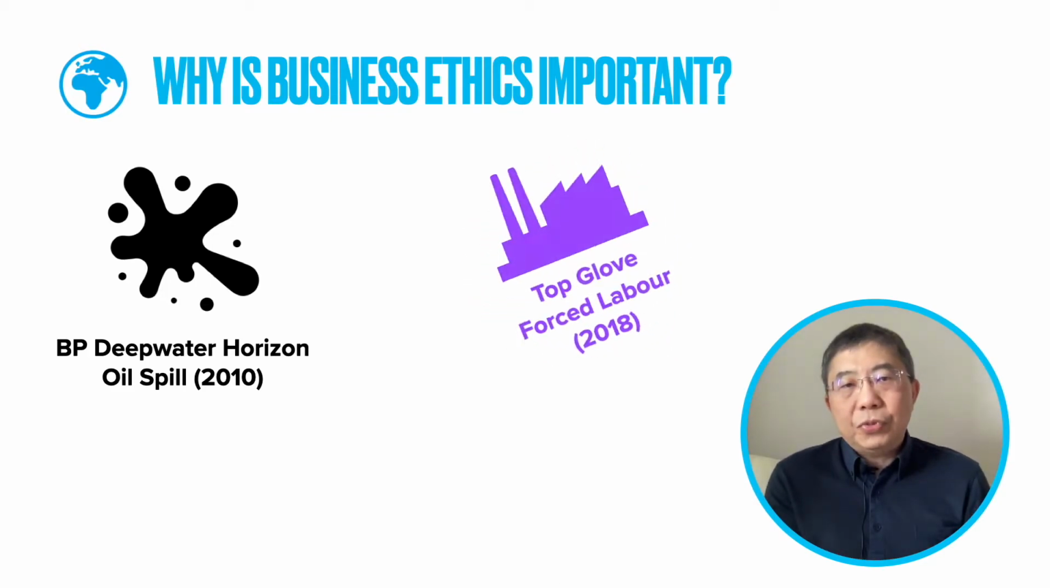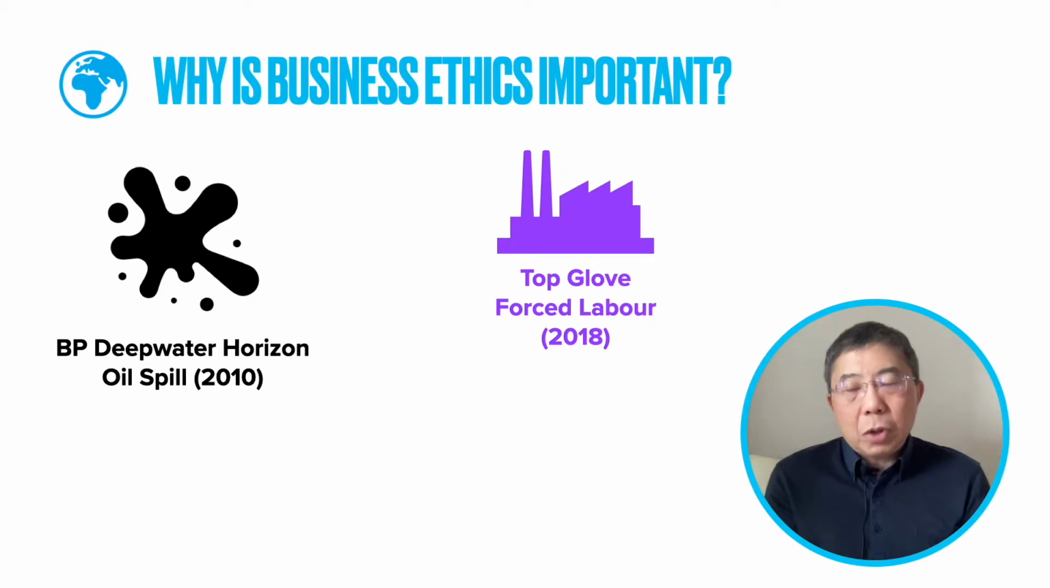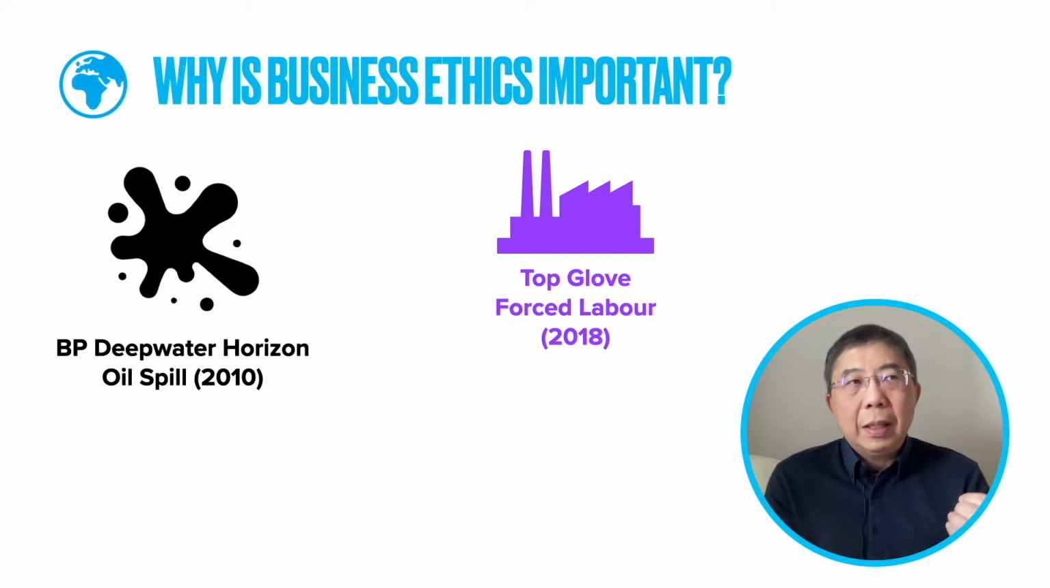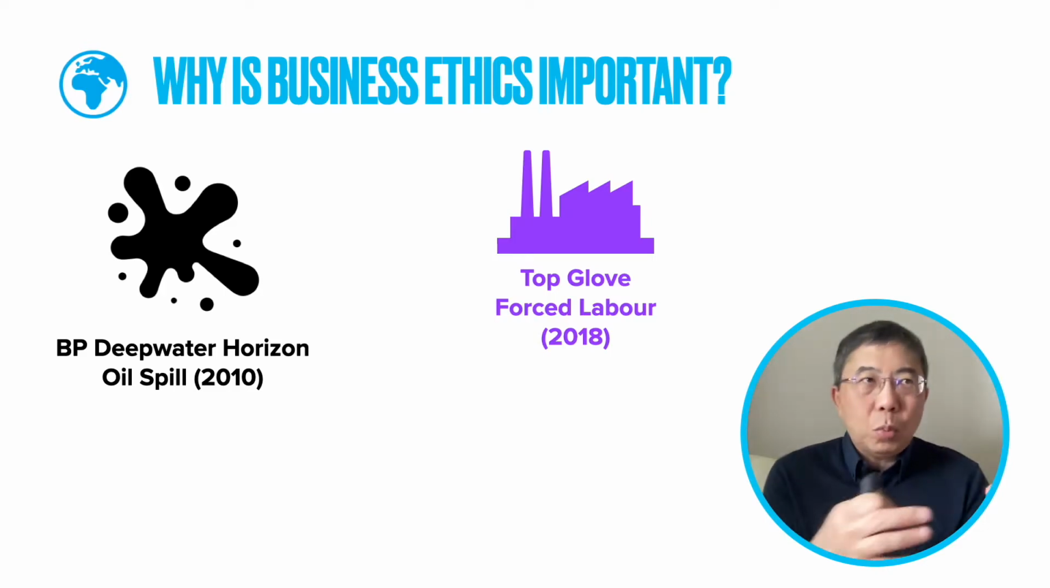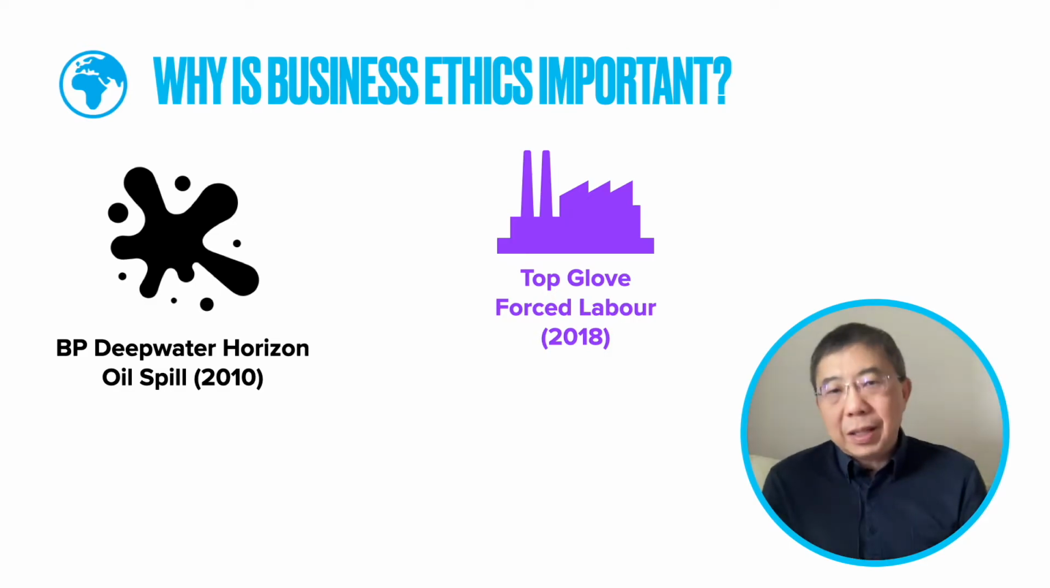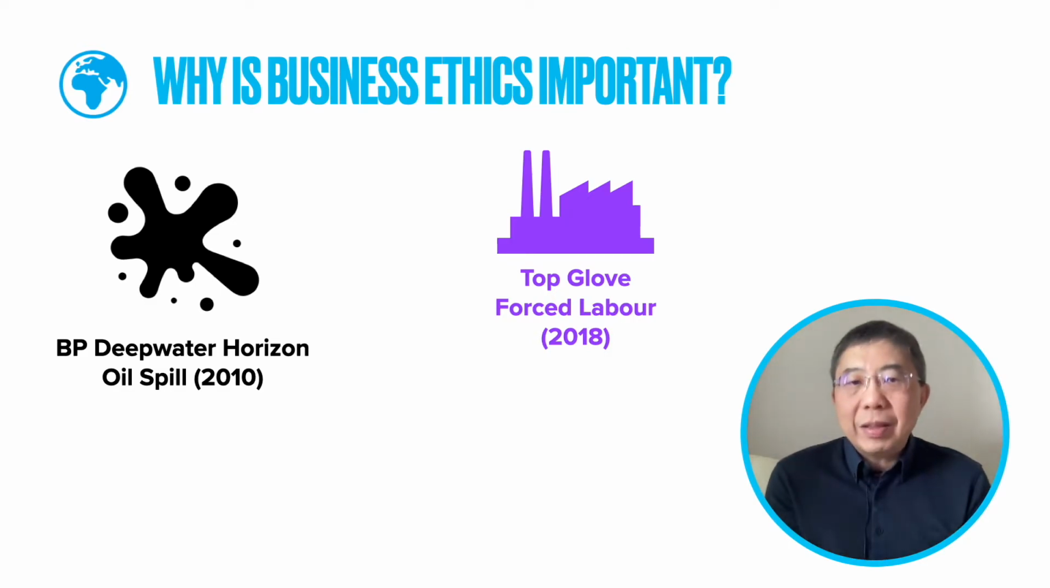Another example closer to home was Top Glove. Top Glove was doing very well during the pandemic. But even before the pandemic started, there were accusations that Top Glove did not take care of their employees. Their employees were housed in very poor accommodations. So is this the right thing? And why is it that some companies treat their workers in such a manner?